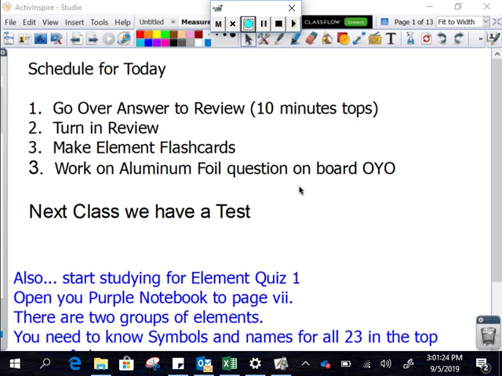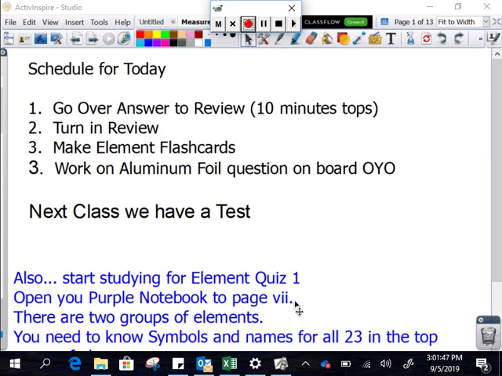Before we get too deep, I want to talk about an eventual quiz that's coming up. It's an element quiz. You see down here in the blue, it says you need to start studying for element quiz 1. Open your purple notebook to page VII. That's near the front. Flip to the front of your notebook. Good job, Canes.